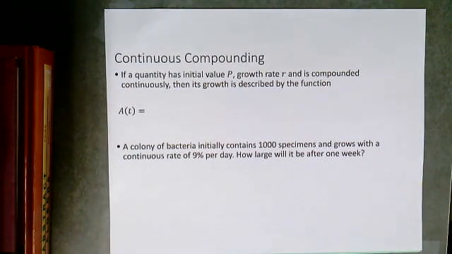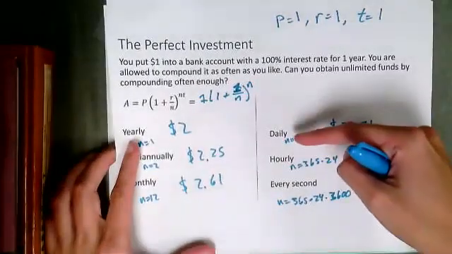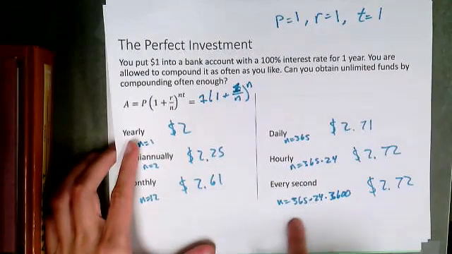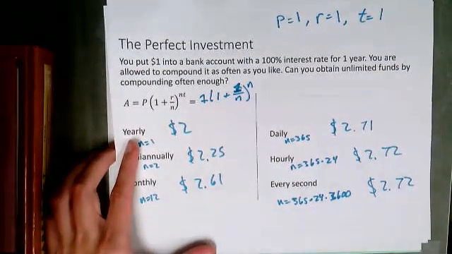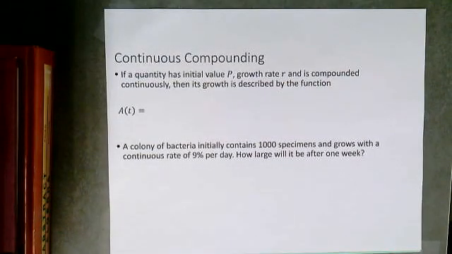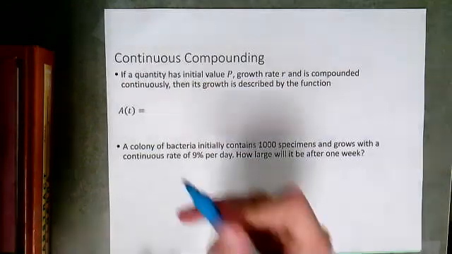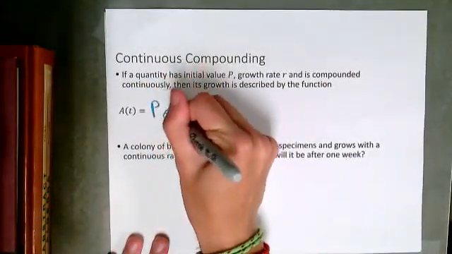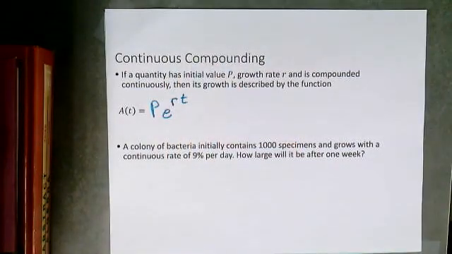So if you look back at this slide, right, we did daily, hourly, every second. And so if we go past that every second, every half second, every quarter second, every possible moment, we get continuously compounding. And for that, we use E as its growth rate. So if a quantity has initial value P, a growth rate R, and is compounded continuously, then its growth is described by the function A of T is equal to P E to the RT, or PERT. So E is your base for how fast you grow, and that's every single moment.